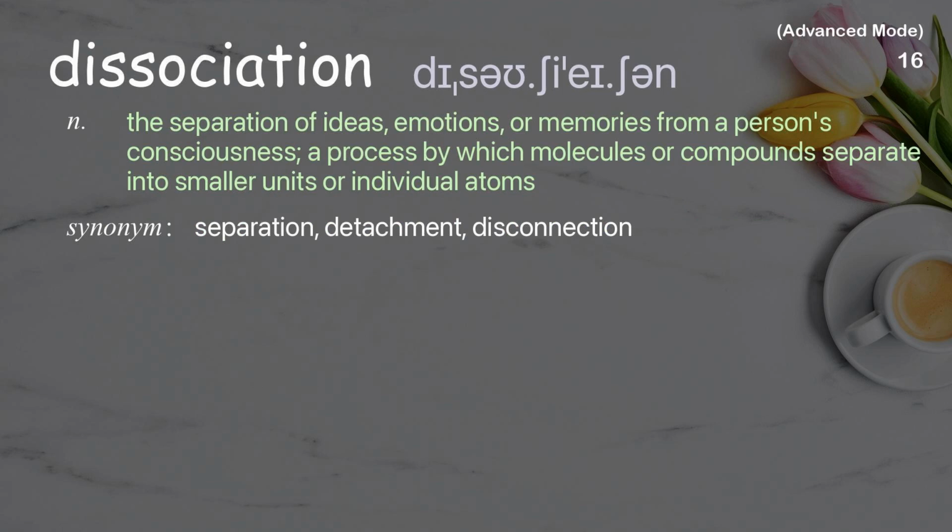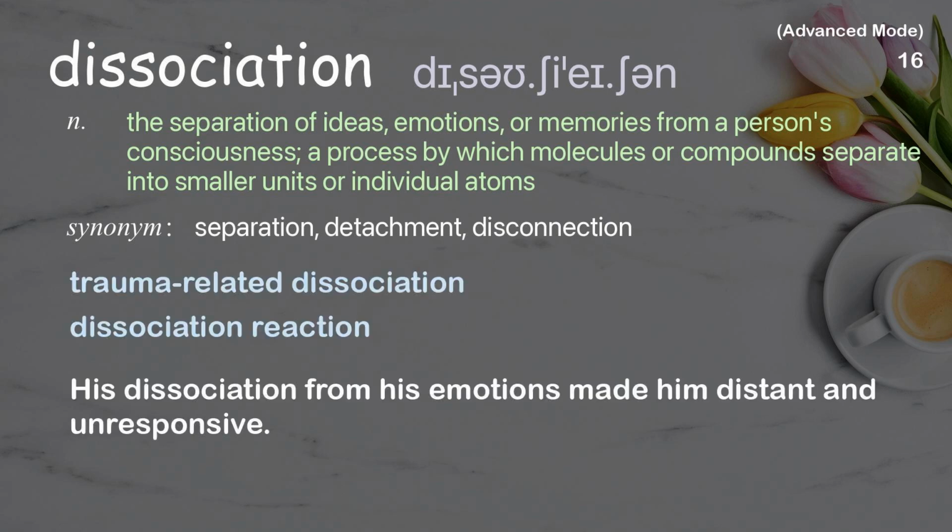Dissociation. The separation of ideas, emotions, or memories from a person's consciousness, a process by which molecules or compounds separate into smaller units or individual atoms. Examples: Trauma-related dissociation. Dissociation reaction. His dissociation from his emotions made him distant and unresponsive.